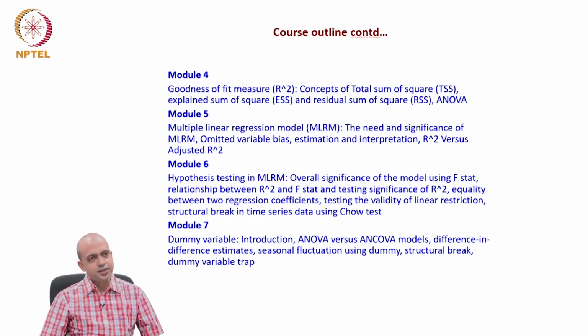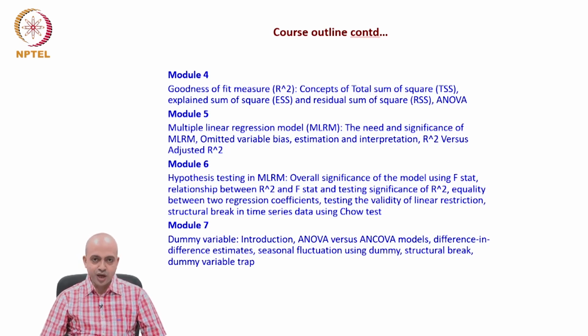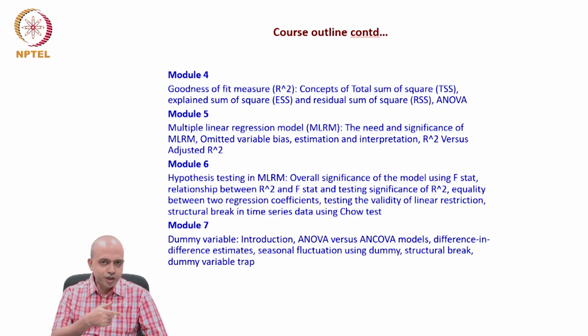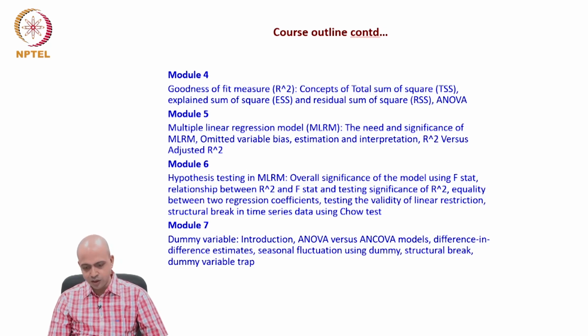Then in module 6, once again we will bring hypothesis testing. So, the hypothesis testing that we applied in a two variable linear regression model is basically to test the individual significance of the variable. Here, apart from testing the individual significance of the variable, what we also learn is the overall significance of the model. So, that means when you have several variables in the model, how to test the overall significance of the model using the F statistic, that we will learn here in module 6.